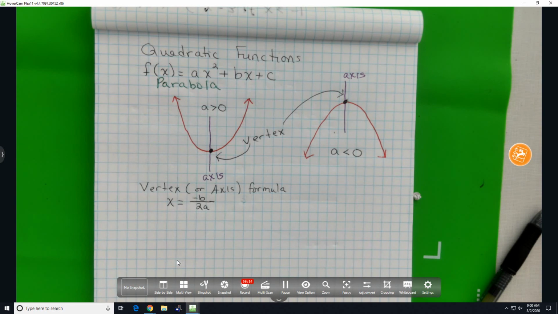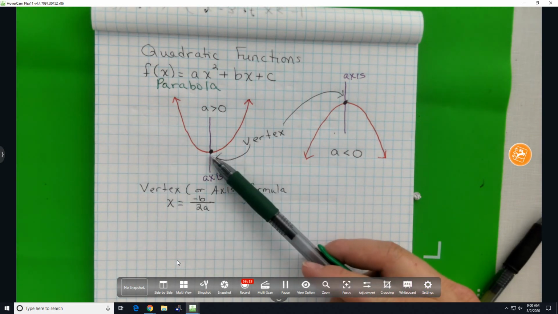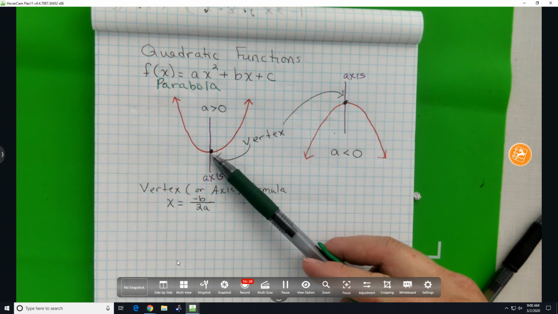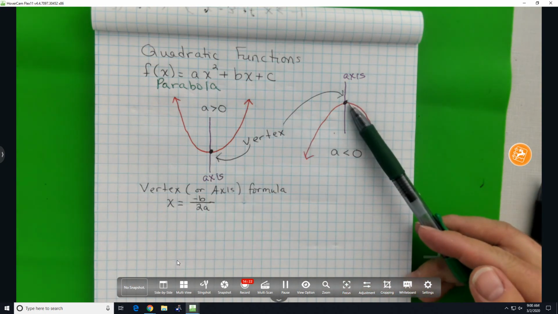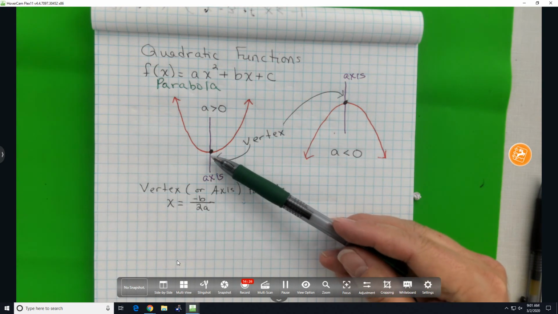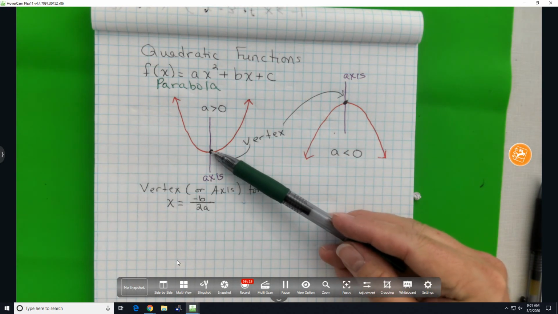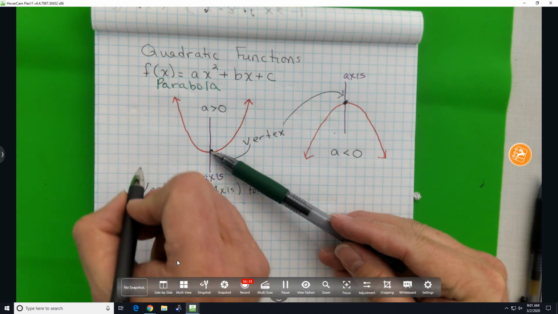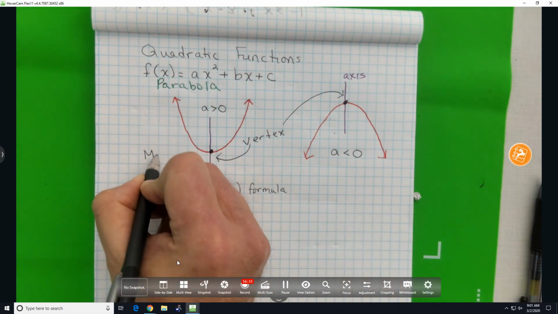Notice, depending on how the parabola is opening, the vertex will either correspond to the low point on the graph or the high point on the graph. If the vertex is the low point on the graph, then that means that's the smallest y value on the graph. And so we say that's the minimum y value.